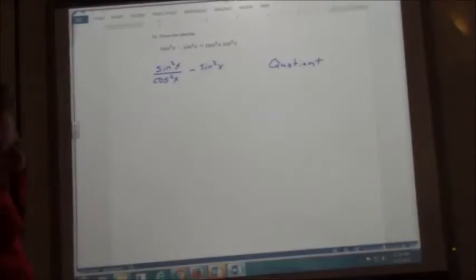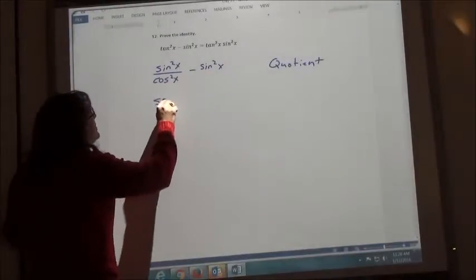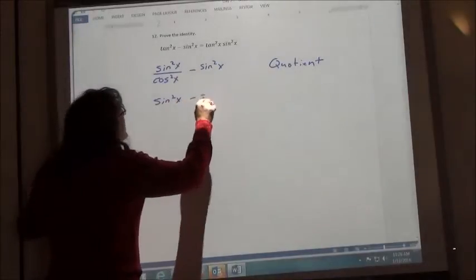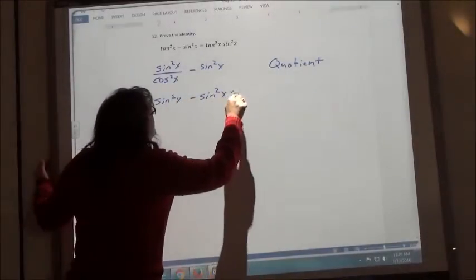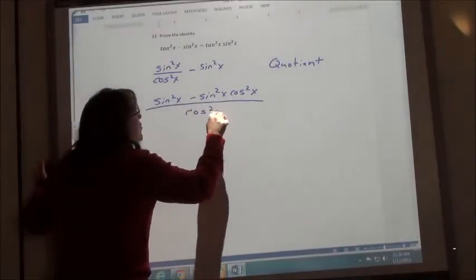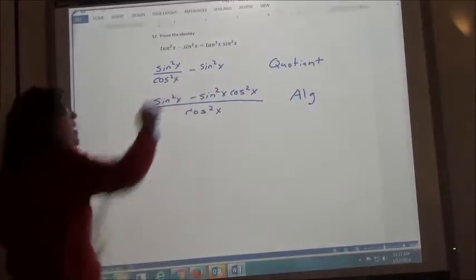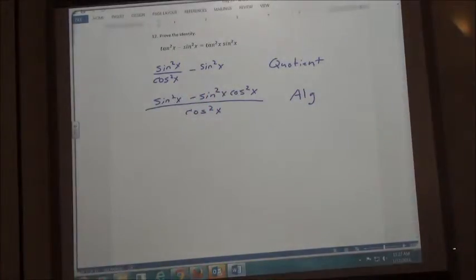So then if I go ahead here and do my common denominator of cosine squared of x, I'm going to have the sine squared of x minus the sine squared of x times the cosine squared of x all over the cosine squared of x, which is just basically doing algebra, finding my common denominator, making my equivalent fraction.